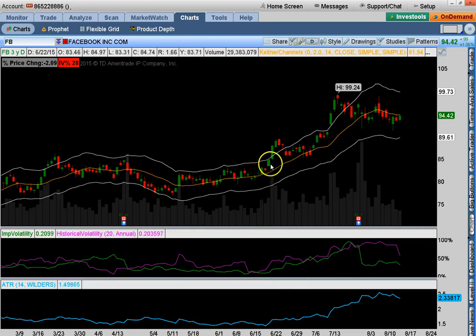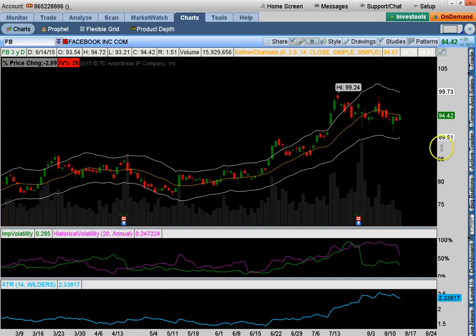But somewhere around June, all of a sudden, we started to get a lot of activity in Facebook, and you could see the average true range start to rise. It is currently sitting at $2.33 a day. So basically what that's saying is on average, we could expect Facebook to move an average right now of $2.33 a day.